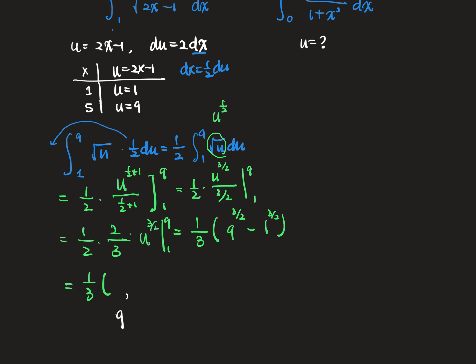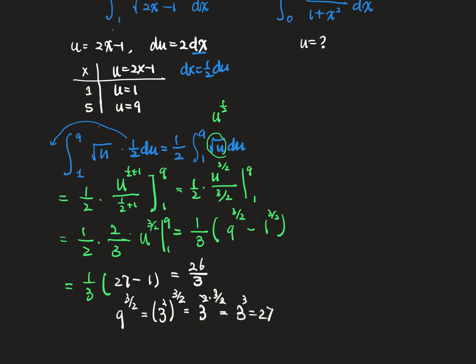9 to the 3 over 2. What is 9? 3 squared. 3 squared to the 3 over 2. 2 times 3 over 2. Let's cancel out: 3 and 3, that's 27. So 27 minus 1, that's 26 over 3. That's how you find that. Guys, make sense?